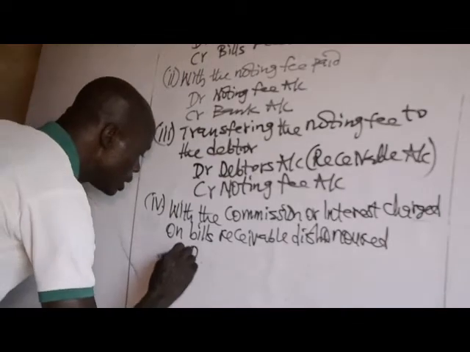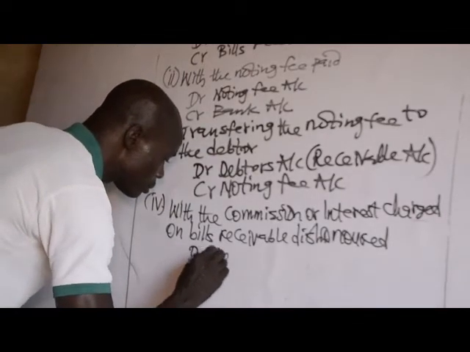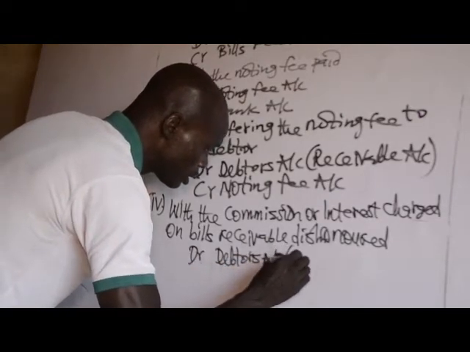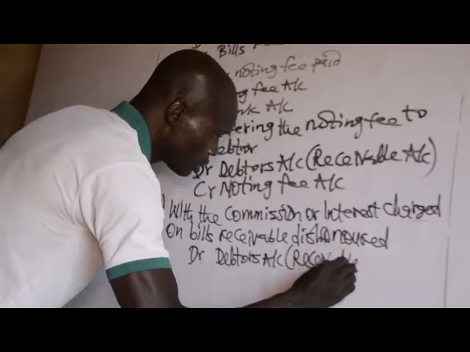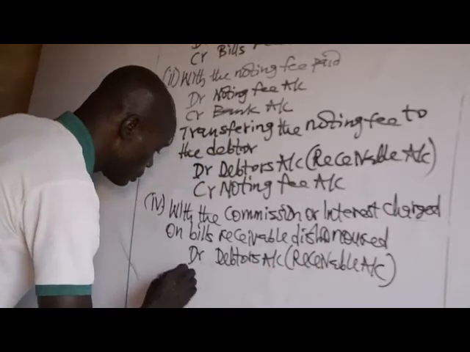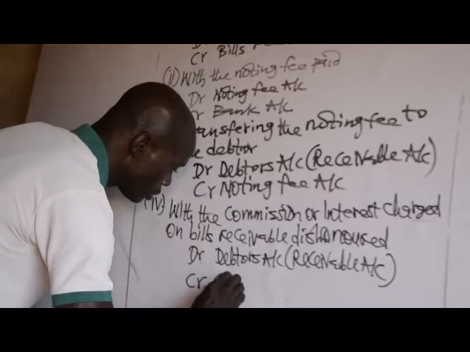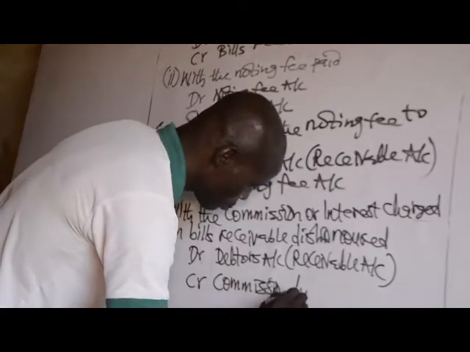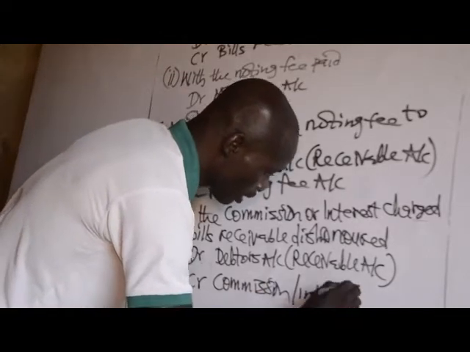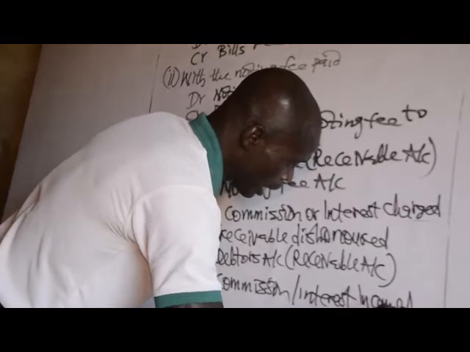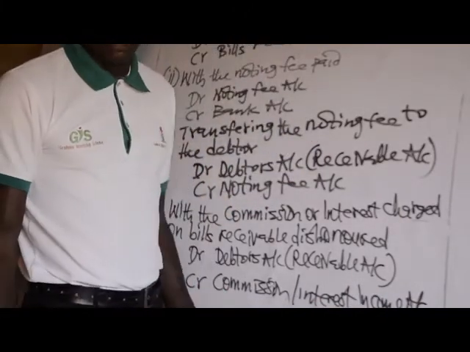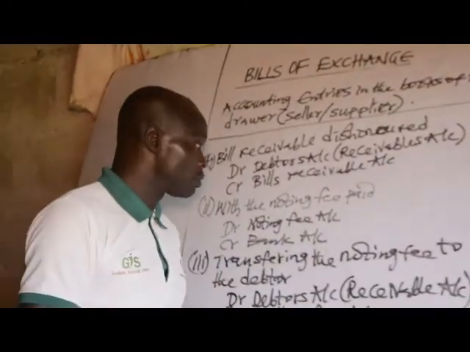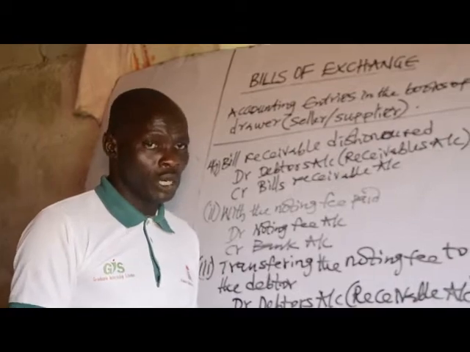the interest or commission is an income to the agent. In that case, you debit the debtor's account or your accounts receivable, and you credit commission or interest income account. These are the accounting entries necessary in the books of the drawer.